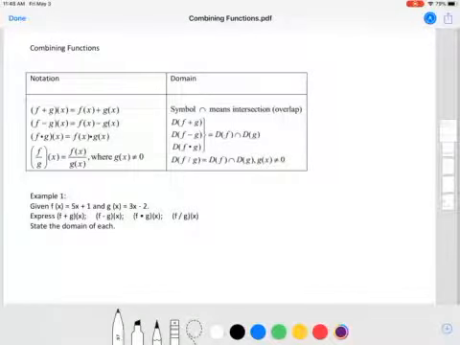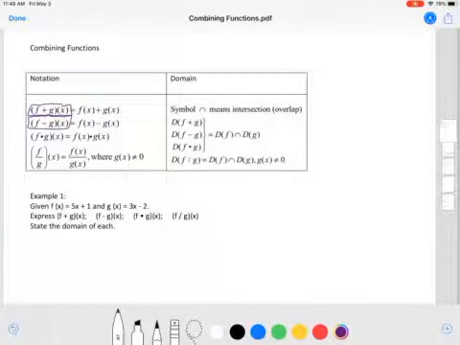In this video, we're going to talk about how we can combine different functions to create a new function. And we have some new notation. If I want to add two functions, f and g, to create a new function, my notation would be f plus g of x. If I want to subtract to create a new function, then I would write f minus g of x.